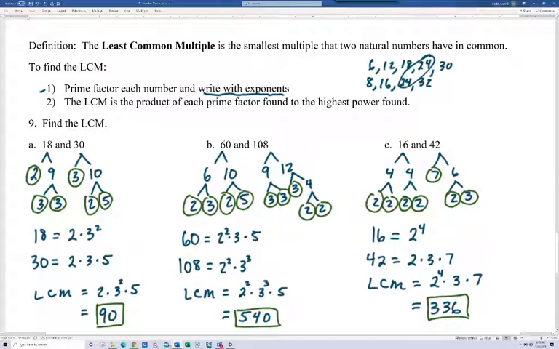And you'll find that as the numbers get bigger, this process makes it easier to find your LCM.